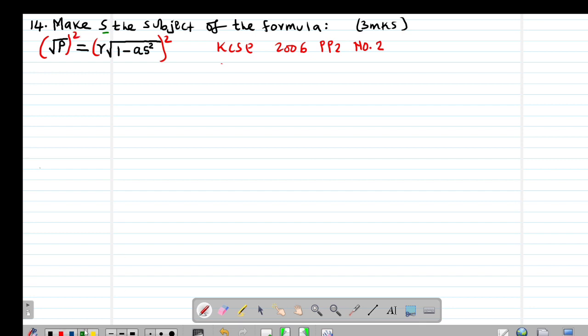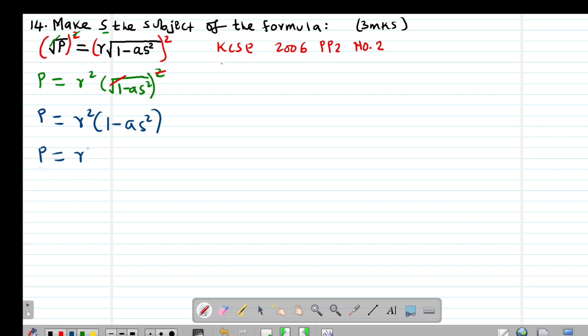So I'll square this side, I also square this other side. If I square both sides, of course the square root and the square will cancel out. So I'm going to have P being equal to, on this side I'll have R squared into bracket the root of 1 minus AS squared, which is squared, so that the square root and the square are going to cancel out. So I'm going to remain with P being equal to R squared into bracket 1 minus AS squared.